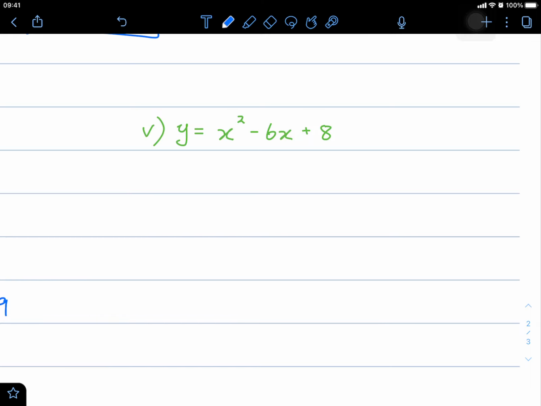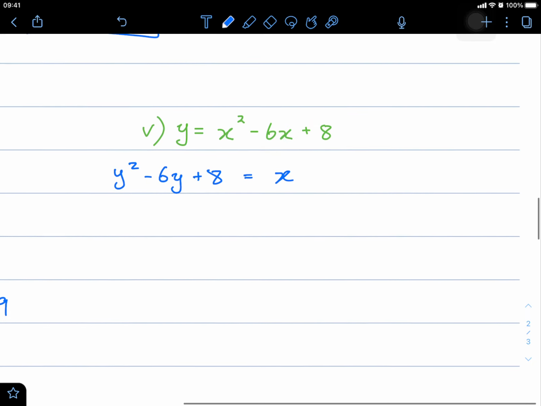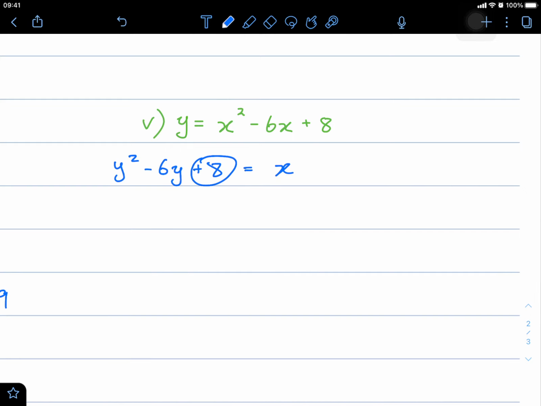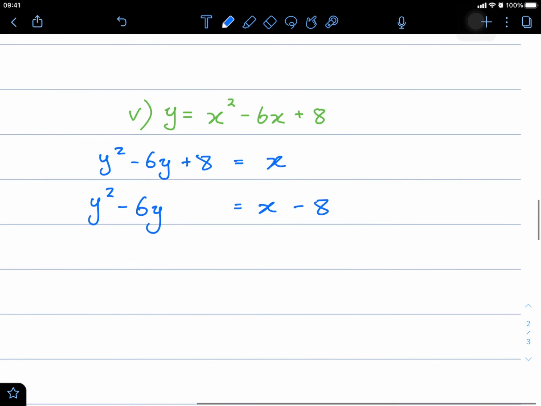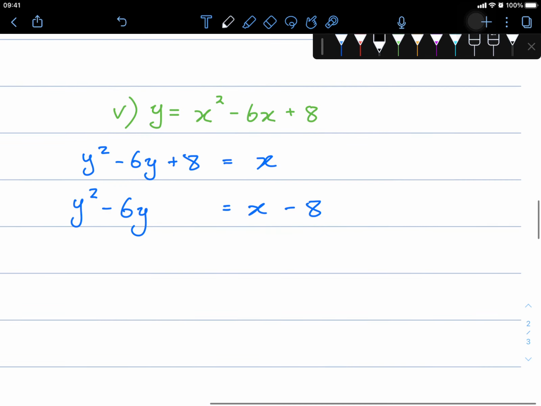Just to make it easy for myself, I'm going to switch everything around. So it's going to become y squared minus 6y plus 8 is equal to x. So I switched x's and y's, and I moved everything to the left hand side. I'm going to move the positive 8. Notice how I'm leaving space for myself here. I'm going to complete the square once again. Take half of this and square it. So half of 6 is 3 squared.